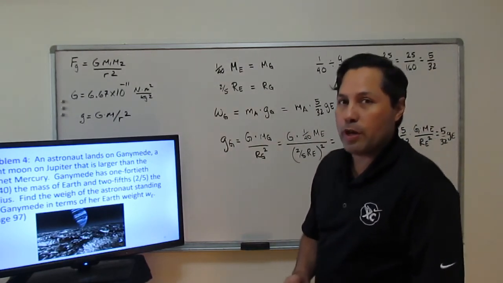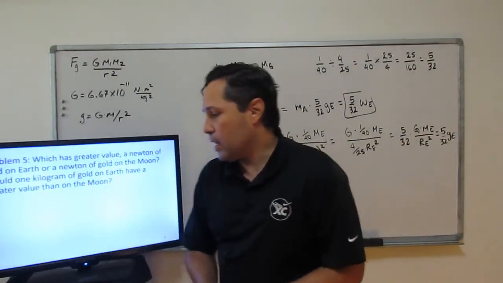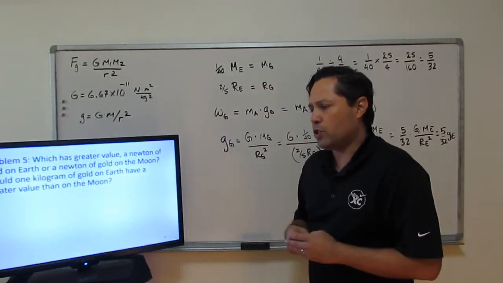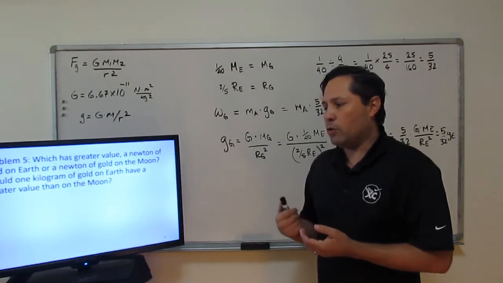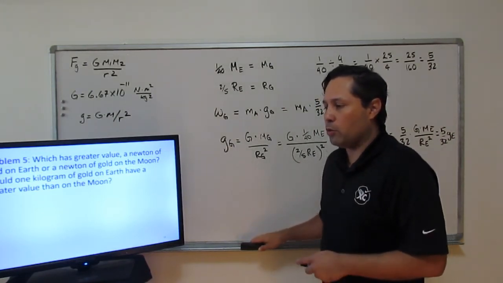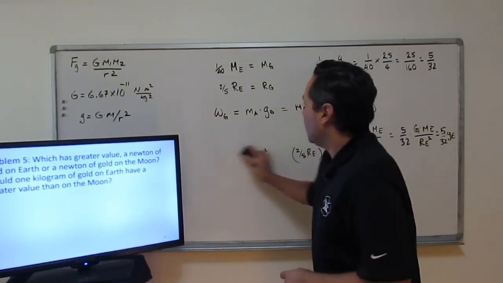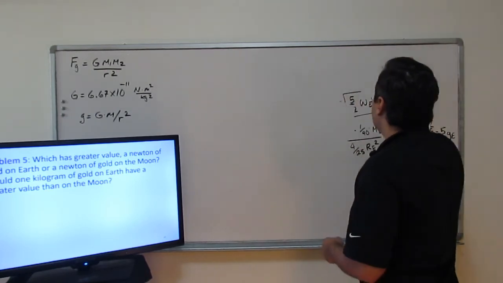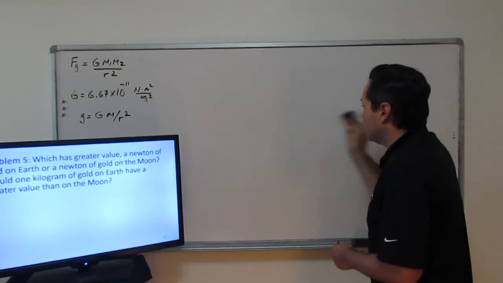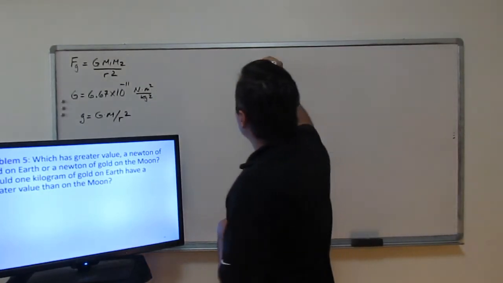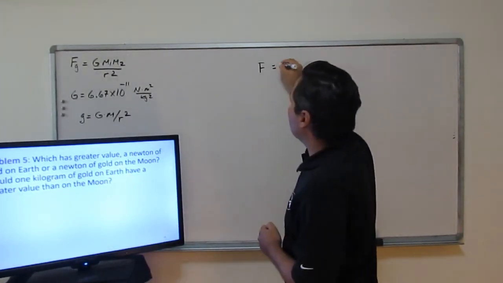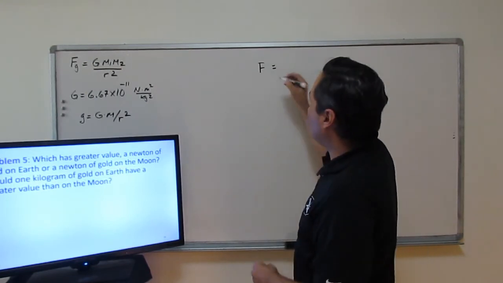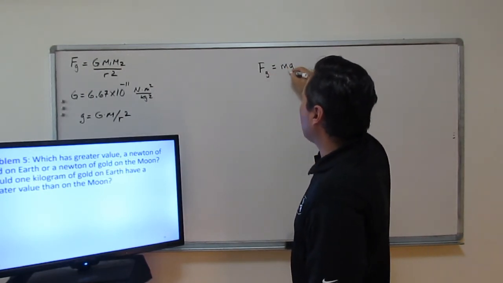Let's move on to our next problem. Problem number 5, they ask us the following question. Which is greater, a Newton of gold on Earth or a Newton of gold on the moon? Okay, so a Newton, how do we calculate that? It's mass times gravity. A Newton is the unit for force, and force due to gravity is mass times gravity.